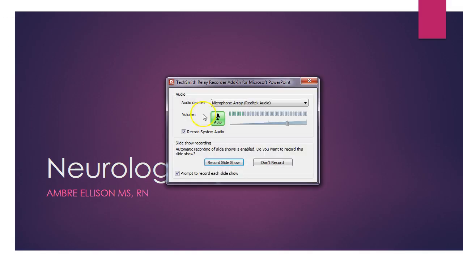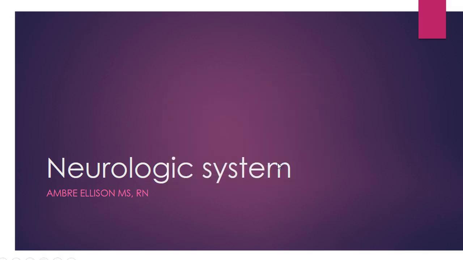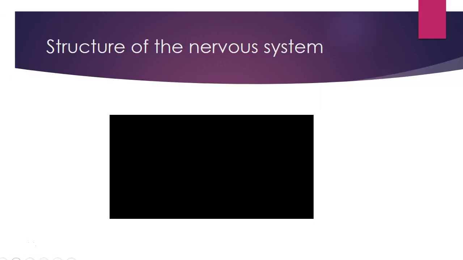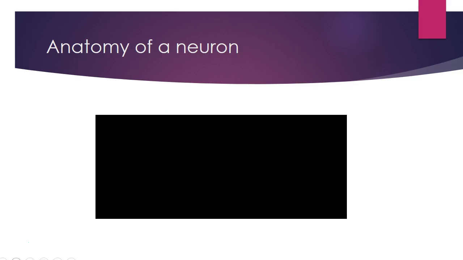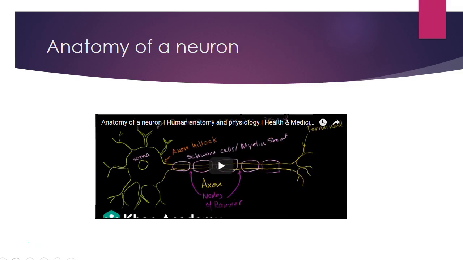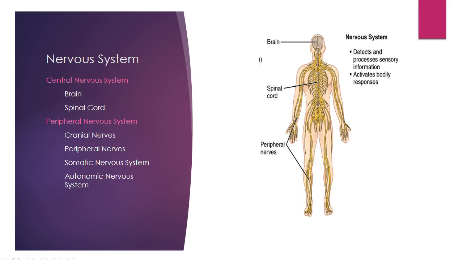Alright, so we're going to talk about the neurologic system. There are two videos in my PowerPoint that I highly suggest watching. One is the structure of the nervous system, and one is the anatomy of a neuron. These videos, I think, help break it down, possibly better than I do. The nervous system is a glorious and wondrous thing. The brain has the ability to heal itself.